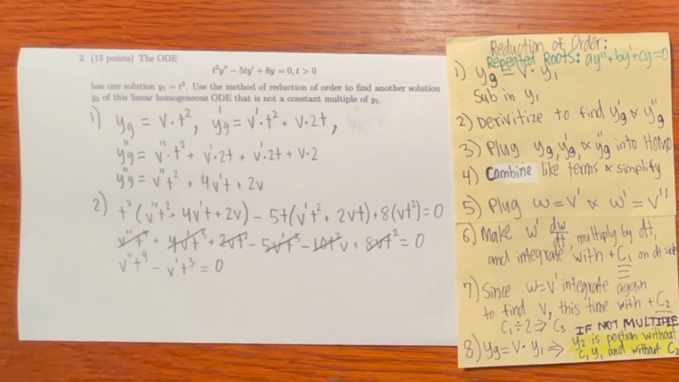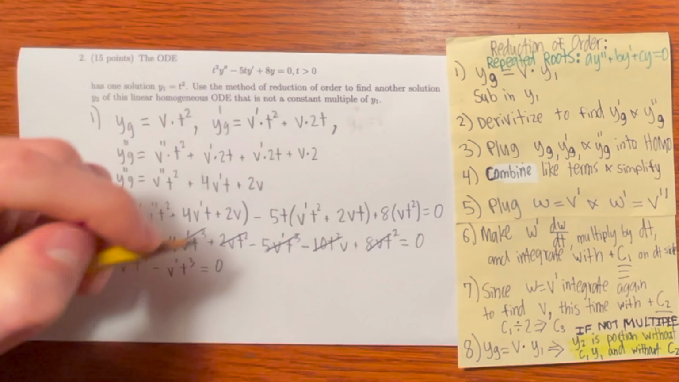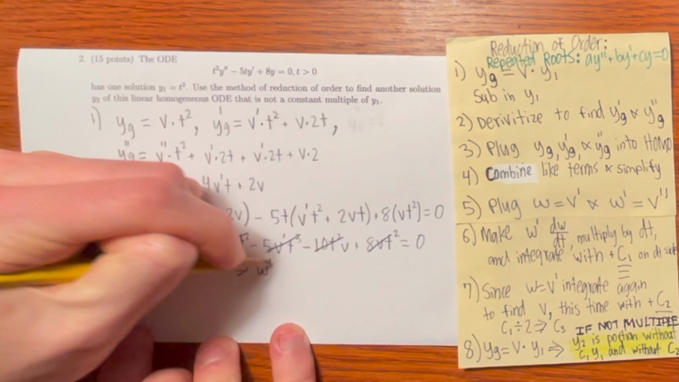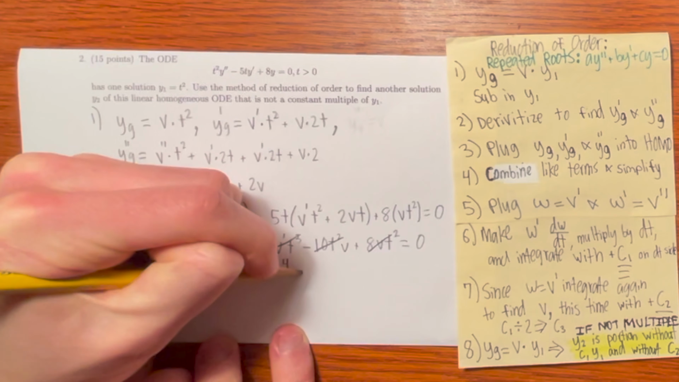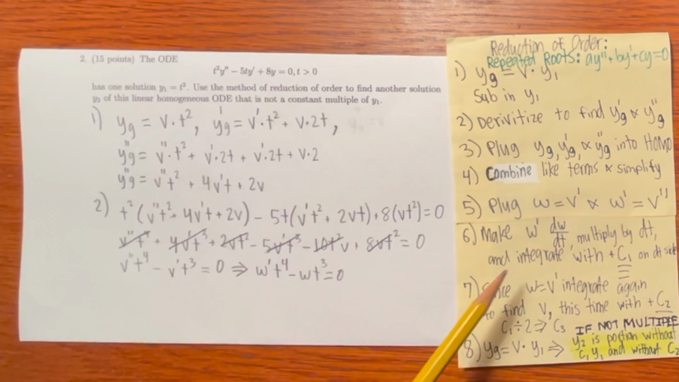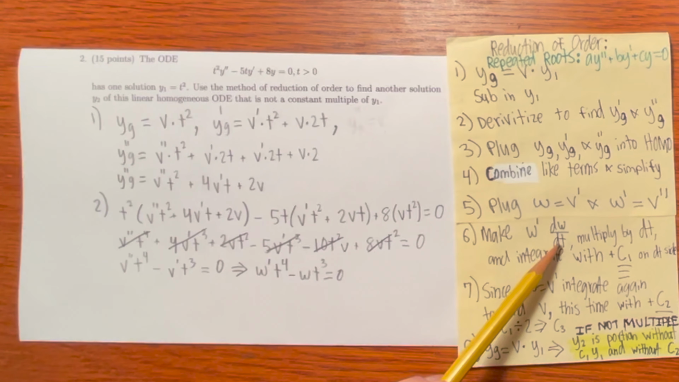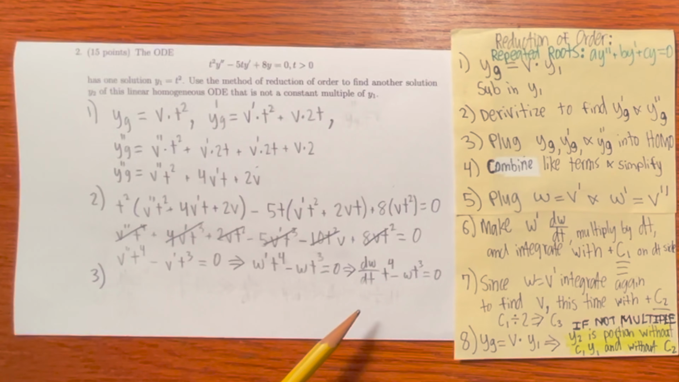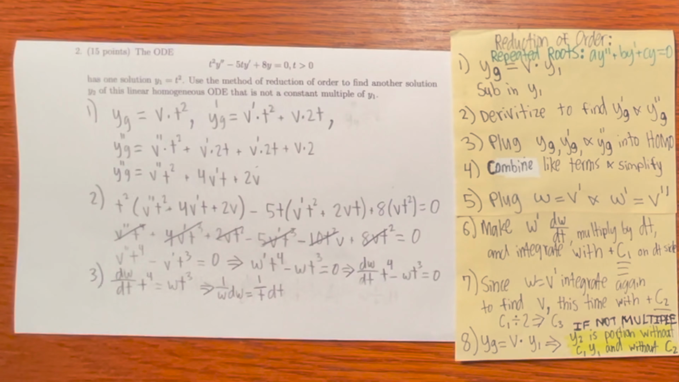Now what we do is plug in w for v prime and w prime for v double prime. So this becomes w prime t to the fourth minus w t cubed equals 0. And then we make w prime dw/dt. We subsequently make all the terms with t and dt go onto the right side and keep all the terms with dw and w onto the left side. We get 1 over w dw equals 1 over t dt.